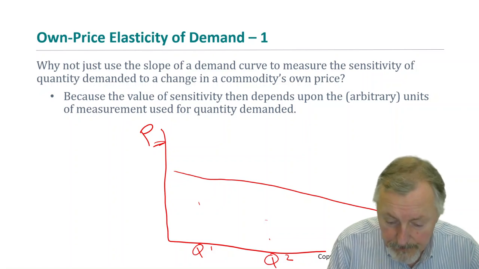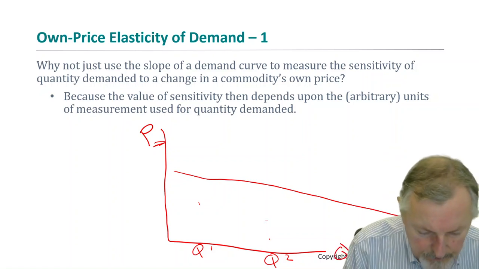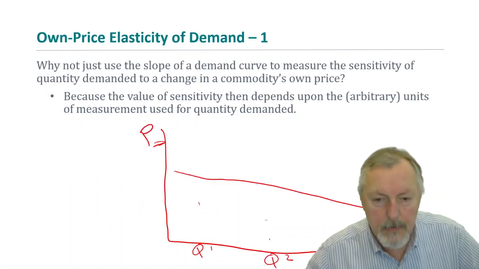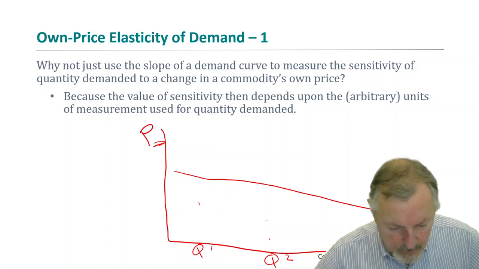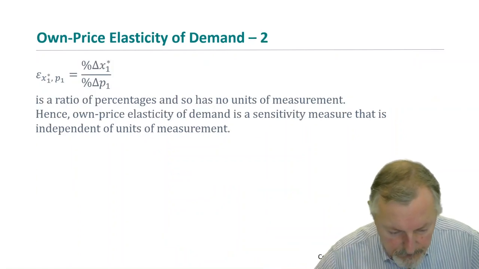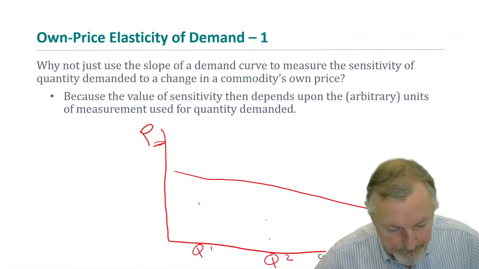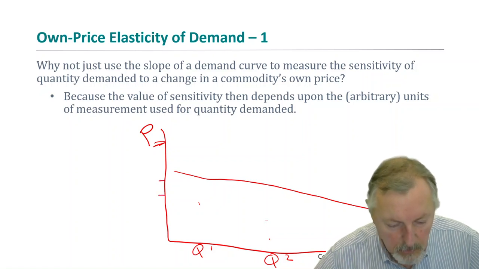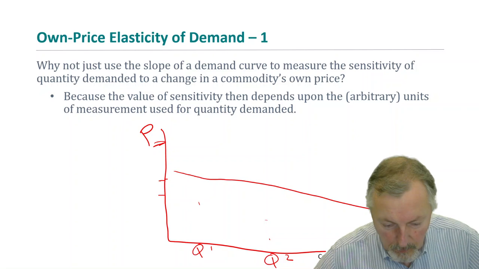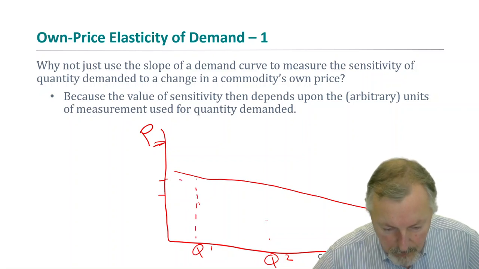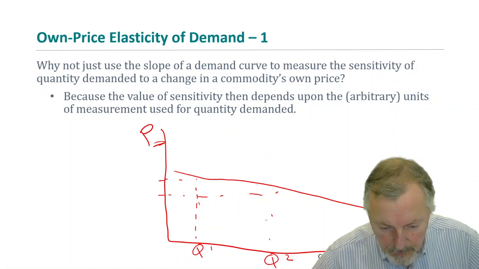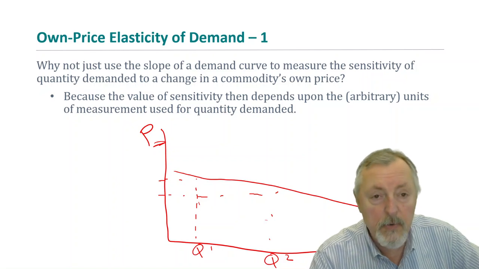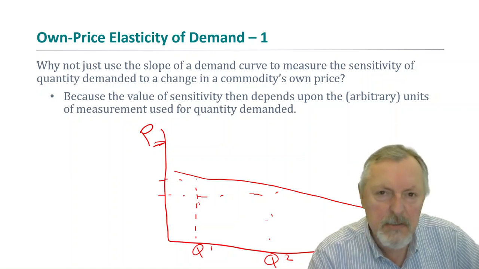It's still a demand curve, but you can see that a very small change in price corresponds to a very large change in quantity. This would be something that had very elastic demand. It's very sensitive to price.